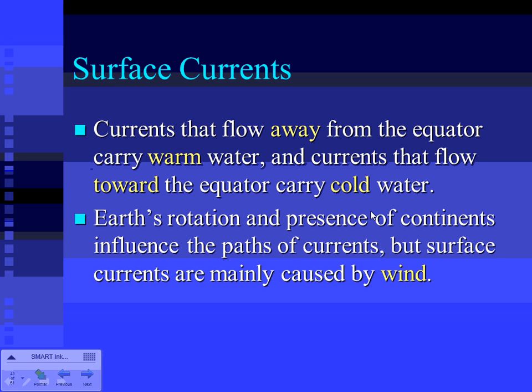Currents that flow away from the equator carry warm water, and that makes sense because at the equator it's hotter, so the water is going to warm up. And currents that flow toward the equator carry cold water because when they're at the poles, it's going to get cold. Earth's rotation and presence of continents influence the paths of currents, but surface currents are mainly caused by wind.